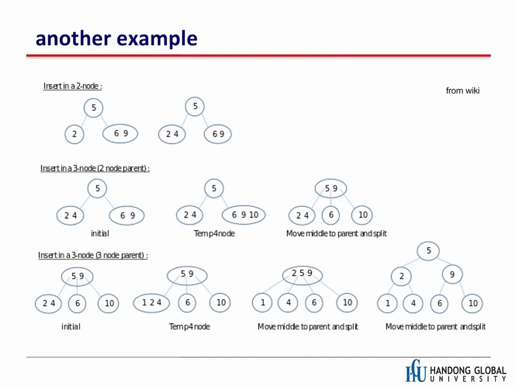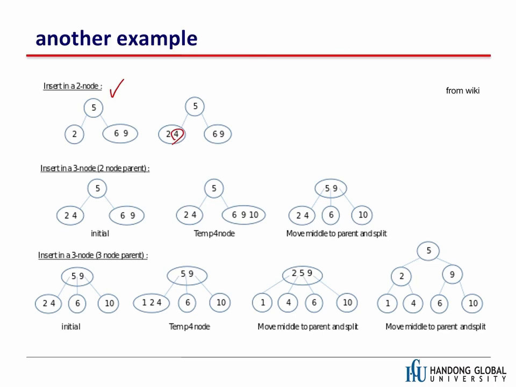Okay, to explain these 2-3 trees with different examples, I got this one from Wikipedia. These figures explain all the different cases. First, we want to insert a new node into a 2 node. So this is the original tree, and then we insert 4. So 4 is smaller than 5, and 4 is larger than 2. So 4 is here. When we insert a new key into a 2 node, it's just simple.